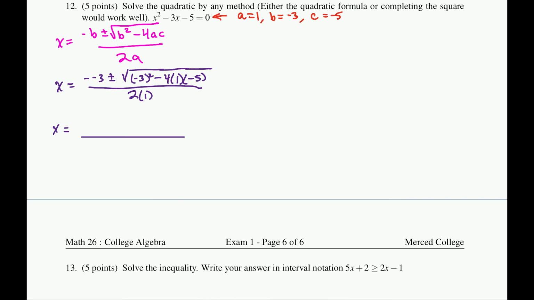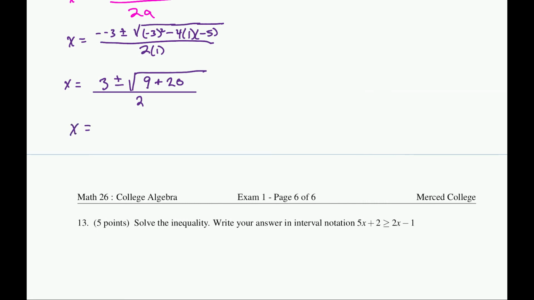So here, minus 3 is just 3. So 3 plus or minus. Inside the radical, we've got negative 3 squared, which is 9. And then minus 4 times 1 times 5. The minus will make that a plus. And then 4 times 1 times 5 is 20. So this is 20 over 2. So this is 3 plus or minus square root 29 over 2.